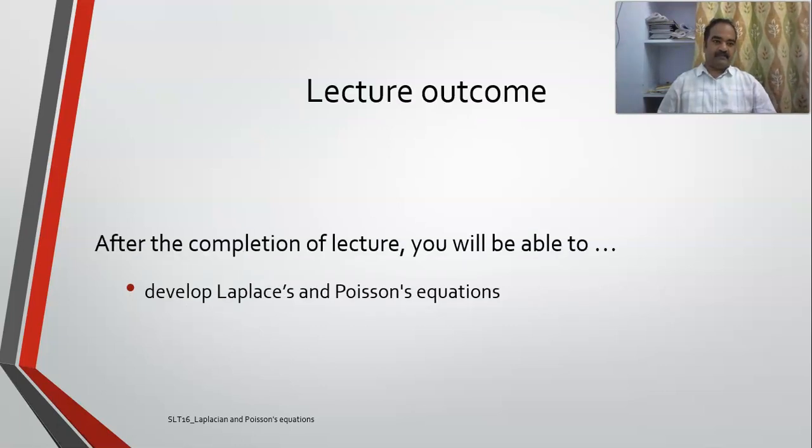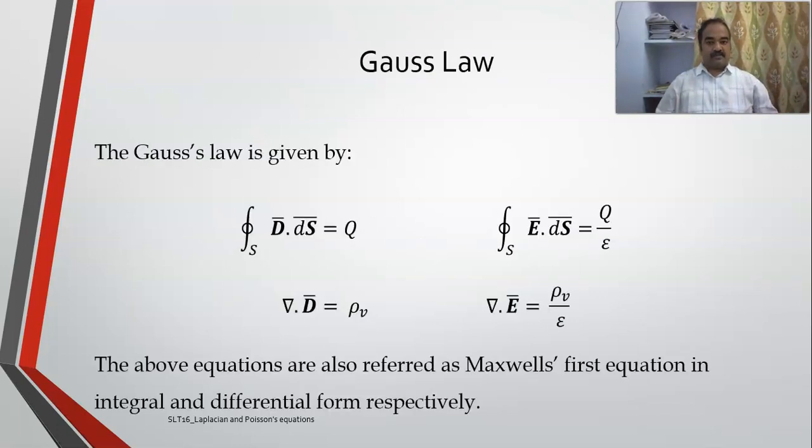And in this video lecture, we will see what actually the Laplace and Poisson's equations are. We'll try to develop the Laplace and Poisson's equations with respect to electromagnetic fields. I'll start with Gauss's law. You know that Gauss's law states that the surface integral of the normal component of electric flux density vector is equal to the charge enclosed by the surface. So D dot dS, the surface integral over S, is equal to Q.